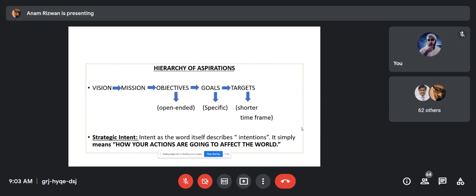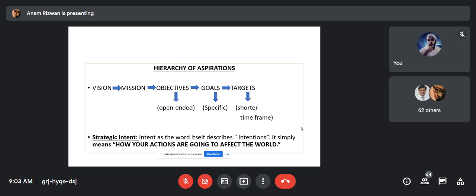So, when I talk about intention, a very important part is strategic intention. That is how our vision is going to affect this world, or affect the people around us. So the process from vision to mission will have a thing called strategic intention. The third element is objectives. That is, objectives are simply the process or the planning that we are doing in order to achieve our goals.